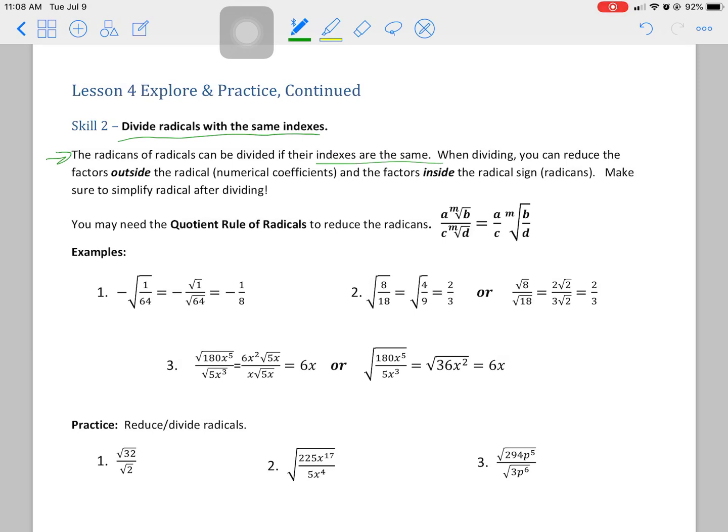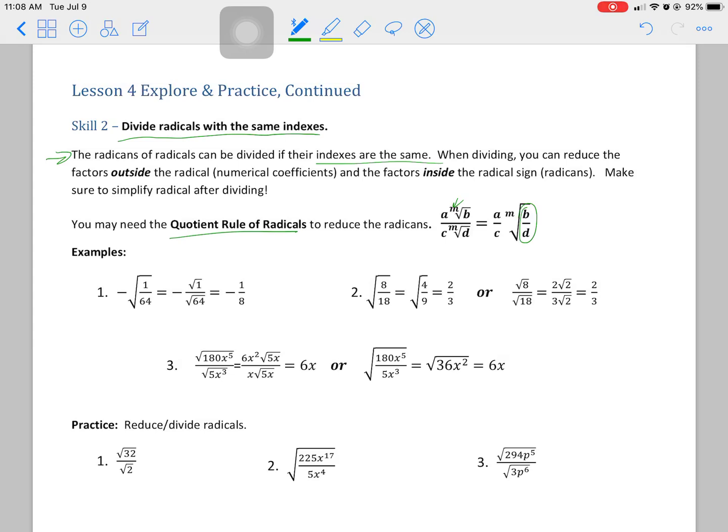So you may need the quotient rule of radicals. So when the index m is the same, you can reduce a fraction that way. So it just depends on the situation, okay? So look at the first example.